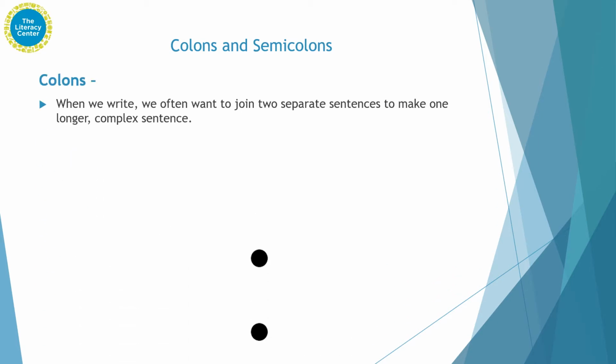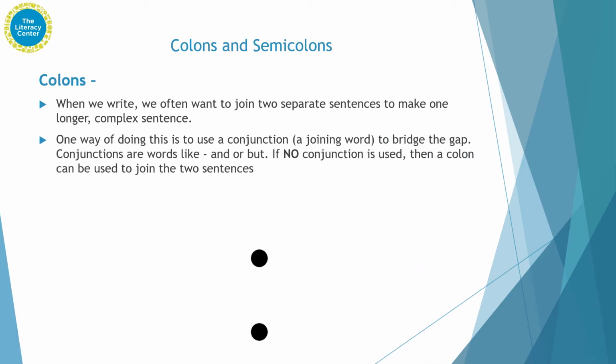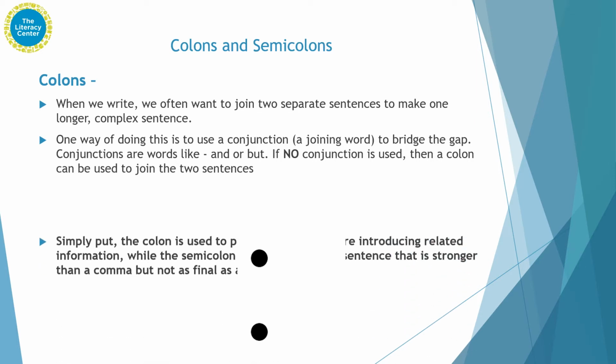When we write, we often want to join two separate sentences to make one longer and complex sentence. One way of doing this is to use a conjunction. What is a conjunction? A conjunction is nothing but a joining word. So one way of doing this is to use a conjunction to bridge the gap. Conjunctions are words like and, but. And if no conjunction is used, then a colon can be used to join the two sentences.